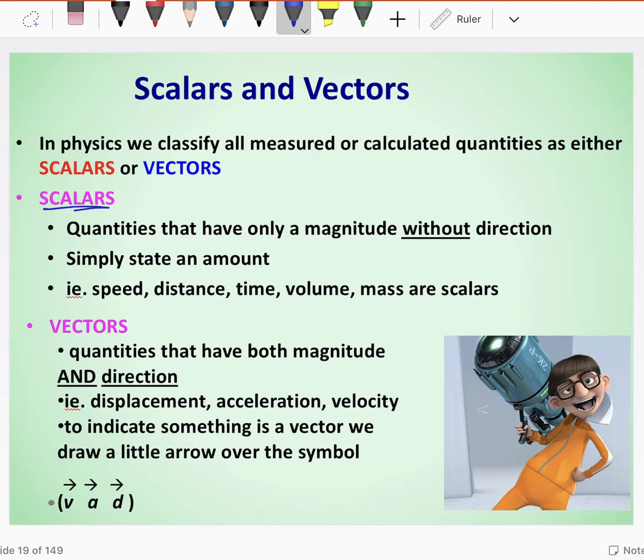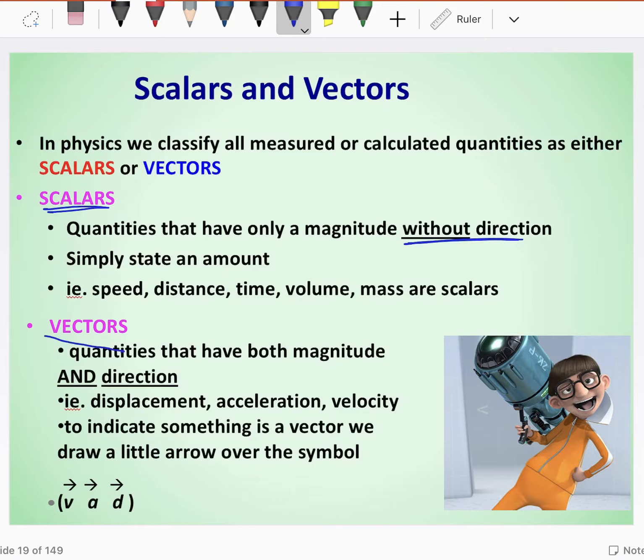Scalars are quantities that do not have direction. They're just numbers. They still have units, but direction is not important to a scalar quantity. So these are things like speed, distance, time, volume, and mass. For example, saying you're traveling 15 meters per second, that's a scalar, but we don't know which direction you're traveling. Saying you traveled so far in 5 hours, again, there's no direction there, that's a scalar.